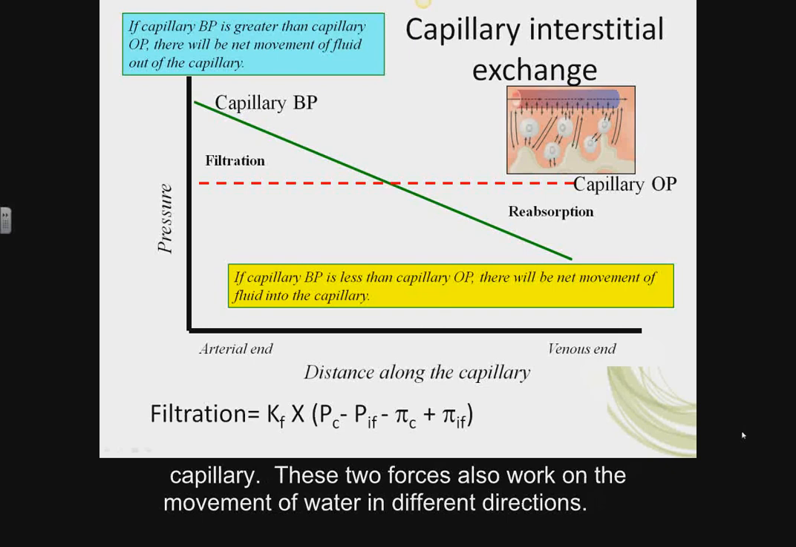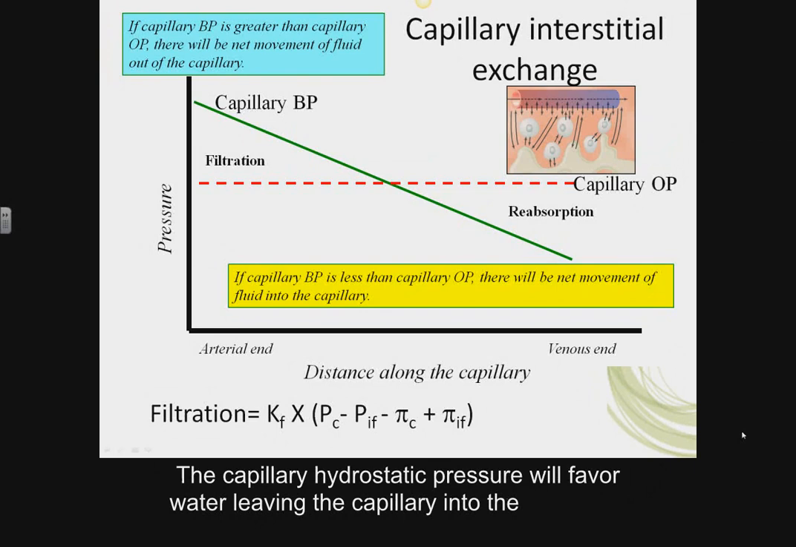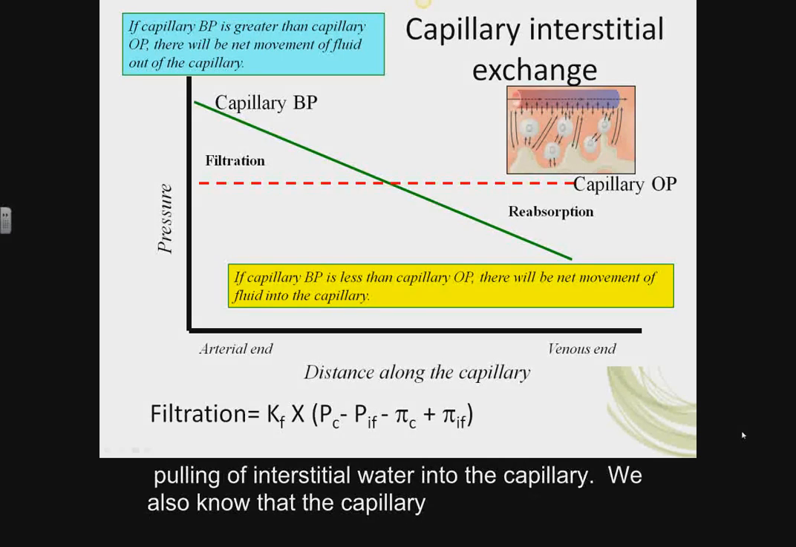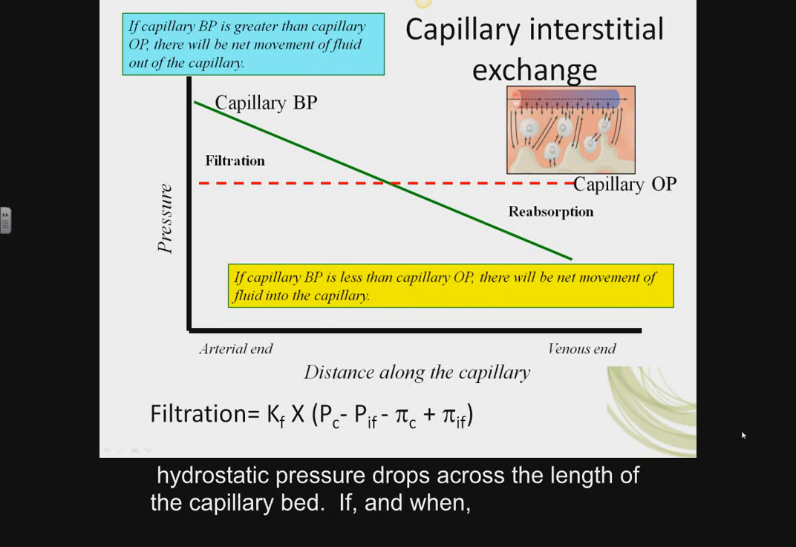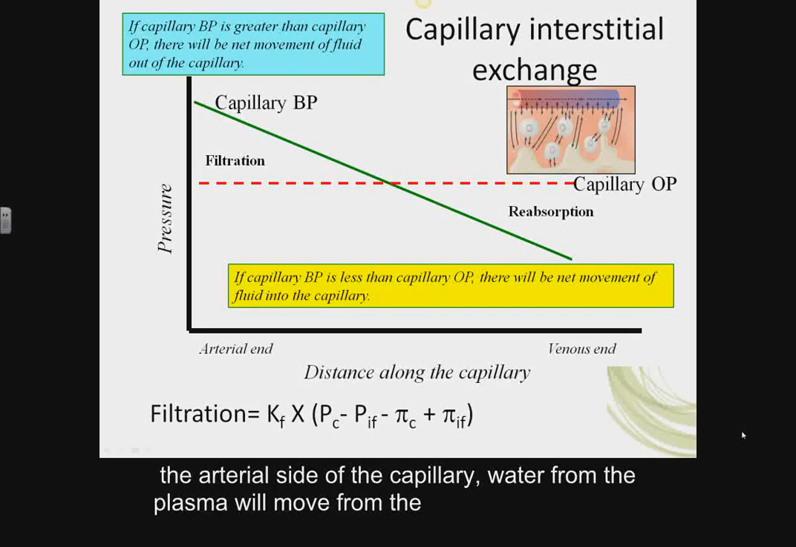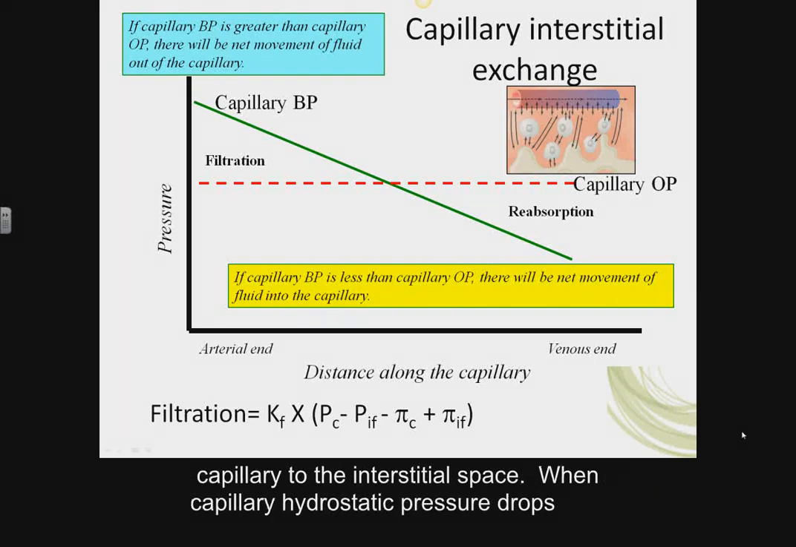These 2 forces also work on the movement of water in different directions. The capillary hydrostatic pressure will favor water leaving the capillary into the interstitial spaces, and the colloid osmotic pressure of the capillary will favor the pulling of interstitial water into the capillary. We also know that the capillary hydrostatic pressure drops across the length of the capillary bed. If and when capillary hydrostatic pressure is larger than colloid osmotic pressure, as it is when near the arterial side of the capillary, water from the plasma will move from the capillary to the interstitial space.